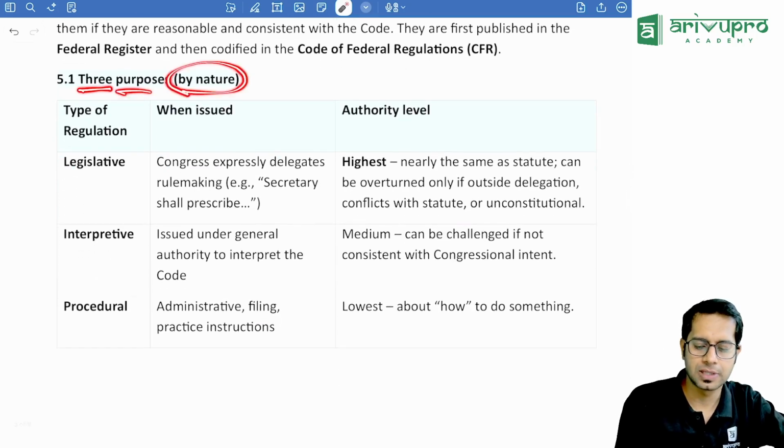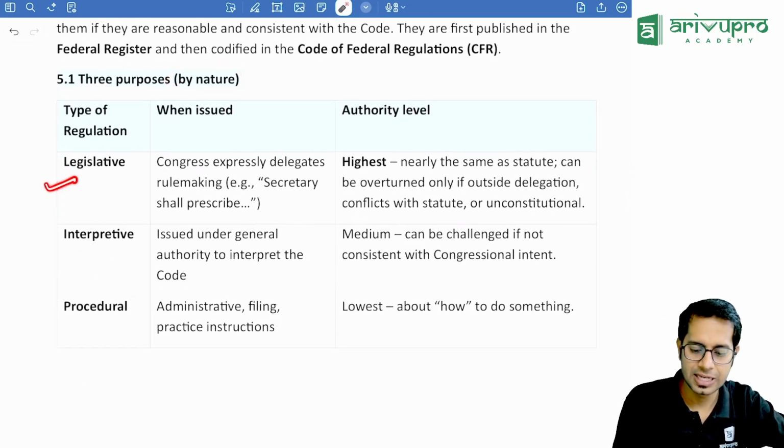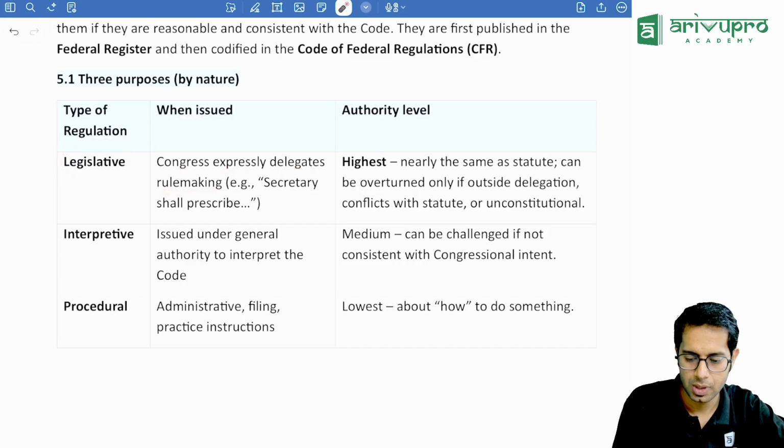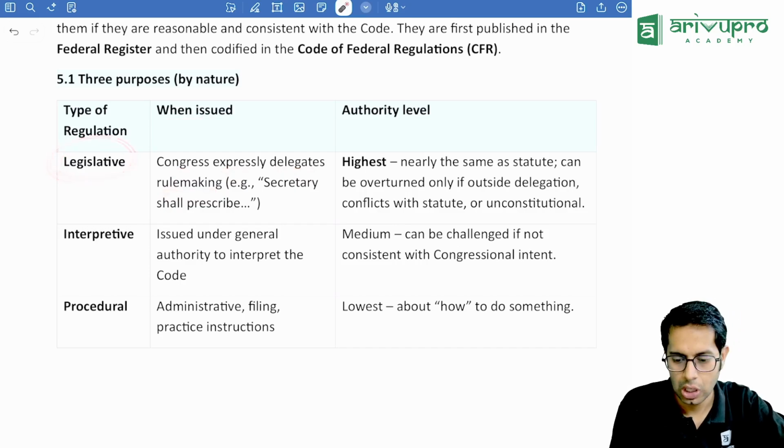There are three purposes of this. By its nature, the regulations will have three purposes: legislative purpose, interpretive purpose, and procedural purpose. The legislative purpose means what, sir? It is issued by Congress, which expressly delegates the rule making. Meaning, who can make the rule? Congress, the government, will delegate that power to whom, sir?